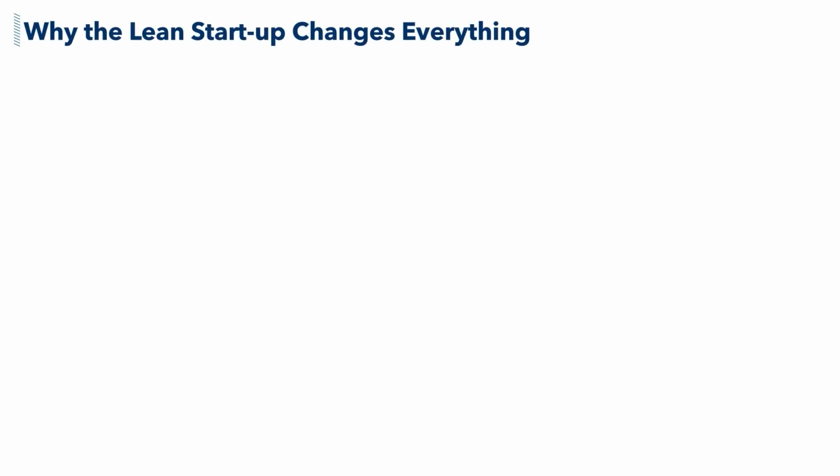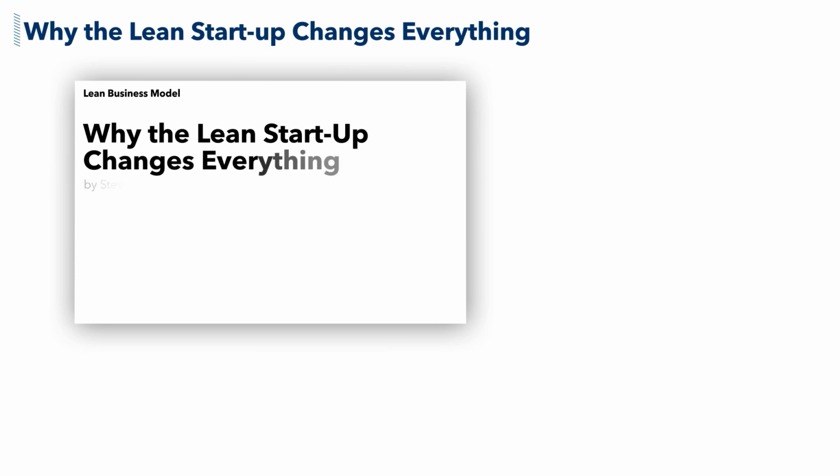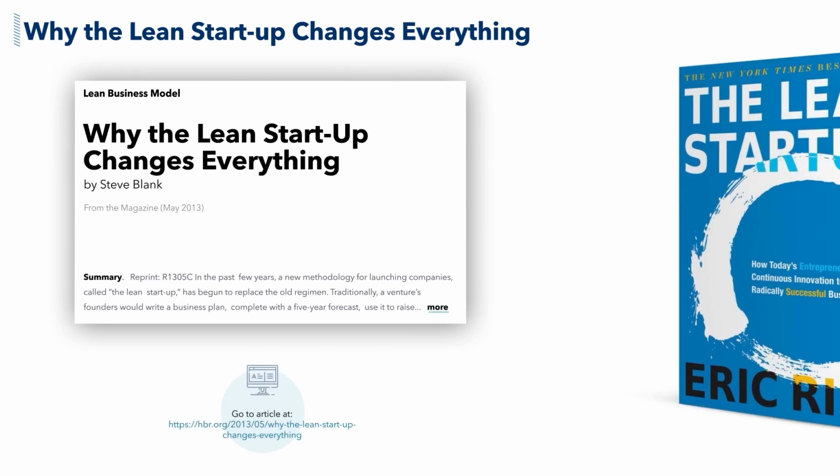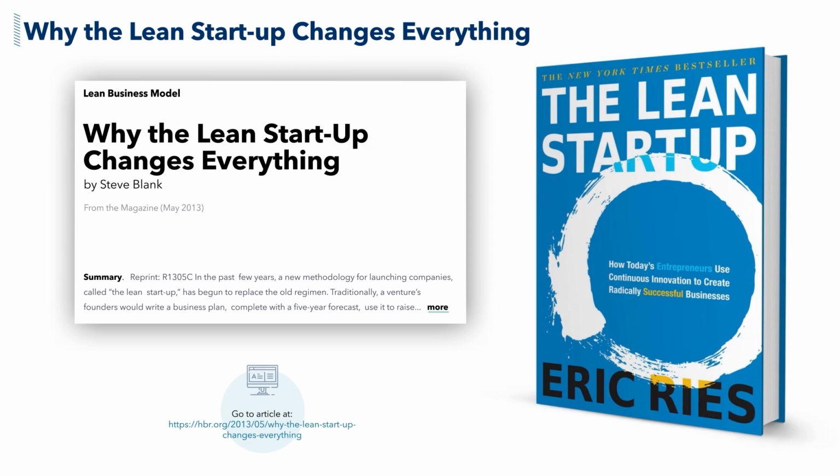For more details on the fallacy of the perfect business plan, this article written by Steve Blank and published in the Harvard Business Review explains why a perfect business plan emerges from small iterations. To dive deeper into the subject, you might want to read the book The Lean Startup, written by Eric Ries, which describes the whole process in detail.